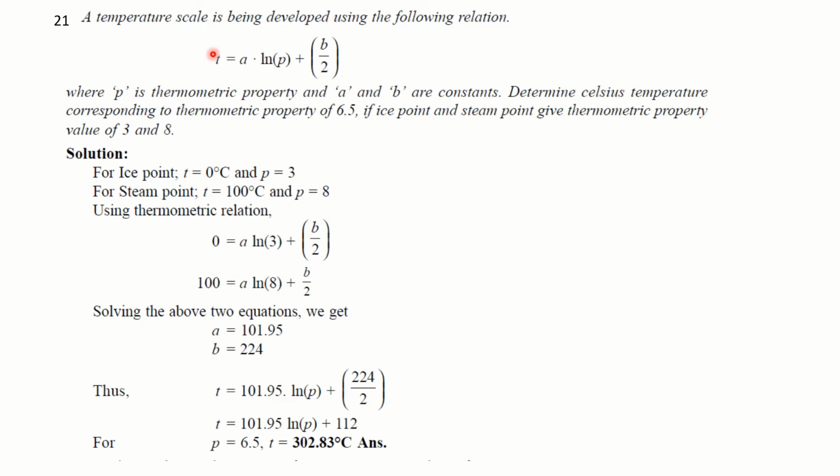Corresponding to steam point T is 100. Substitute 100 here. A ln, corresponding P is 8. Substitute here. You will get another equation. If I solve these two equations, these two unknowns will be known, A and B. Now A is known, B is known. Substitute A value here, B value here. For any given P value, you can find temperature T. Here P is given as 6.5. Substitute here, you can find out the temperature.